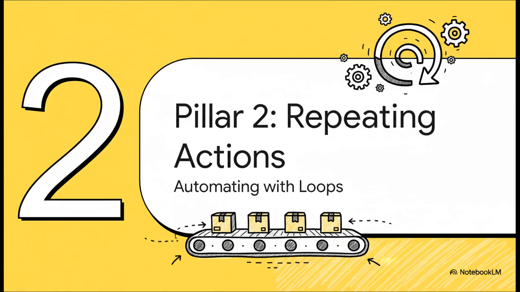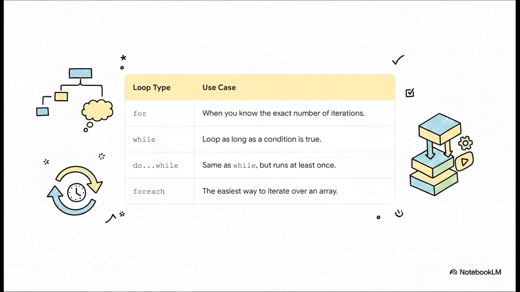So our code can make a decision. That's great, but a lot of the time, we need it to do something over and over and over again, and that is where loops come in to do all the heavy lifting for us. And PHP has a loop for pretty much any situation.